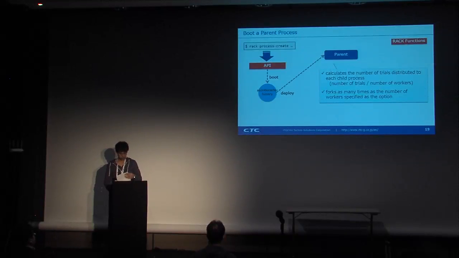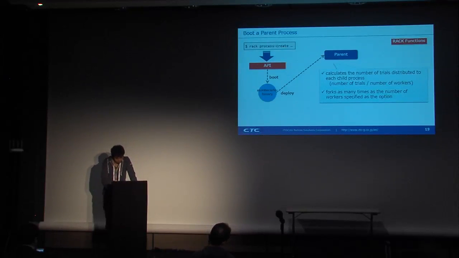So first of all, run the lambda process create command with some options. Then the parent process will be deployed from the Monte Carlo binary. At first, the parent process calculates the number of trials that is distributed to each child process, and it forks as many times as the number of workers specified as the option.